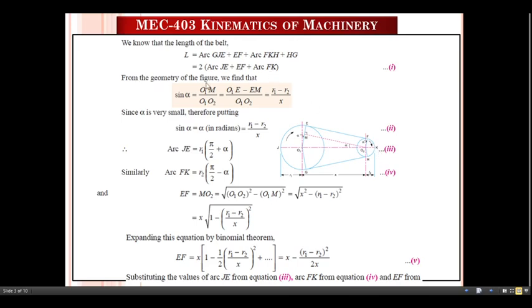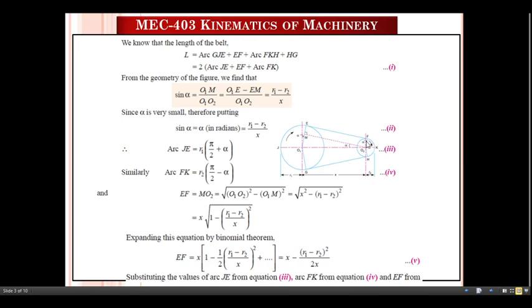Now from geometry, we find that sine of alpha is O1M divided by O1O2. What about this O1M? O1M is O1E minus EM, the total distance O1E minus EM, divided by O1O2. What about this O1E? O1E is the radius of the larger pulley, R1.